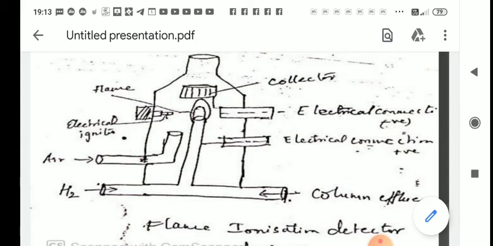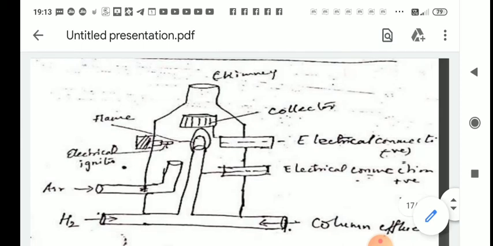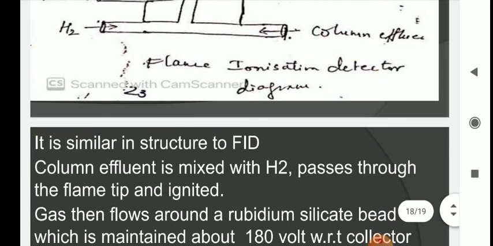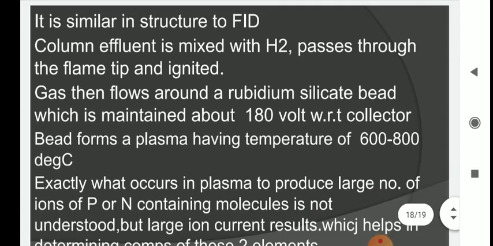This is your thermionic detector, similar to flame ionization, but the only thing is you have a bead here. I have not shown the bead here, but it is just above the collector. You can see the collector in the diagram. Above the collector you have a bead which is of rubidium silicate, right? So this description is given.